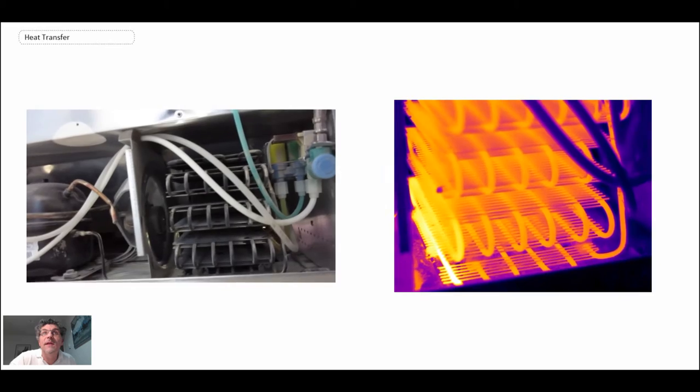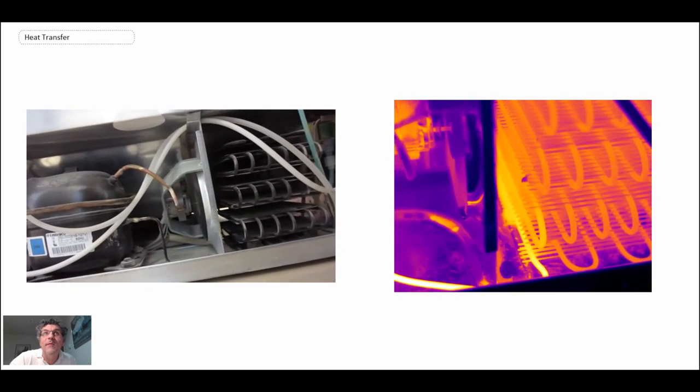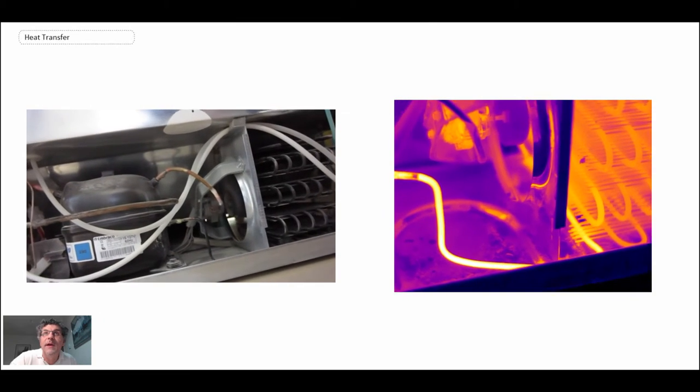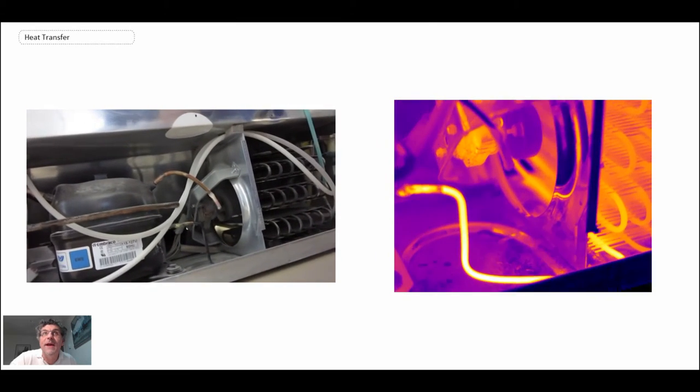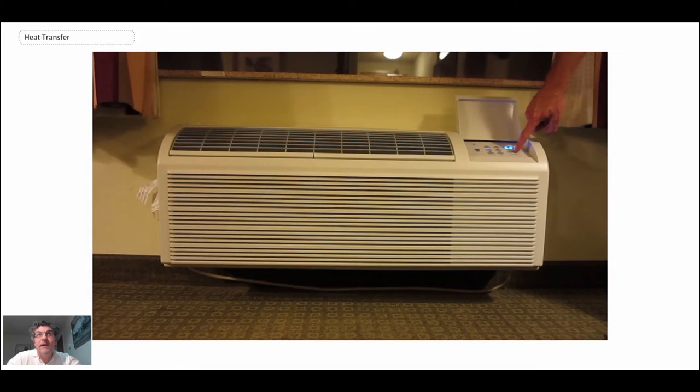Now, moving on, I talked about air conditioning and refrigeration, so let's take a look at those applications. And here we can see a refrigerator. This is one that has the compressor and the heat exchanger in the bottom. You can see the IR camera. There's a fan circulating air. So that's a fluid to air heat exchanger.